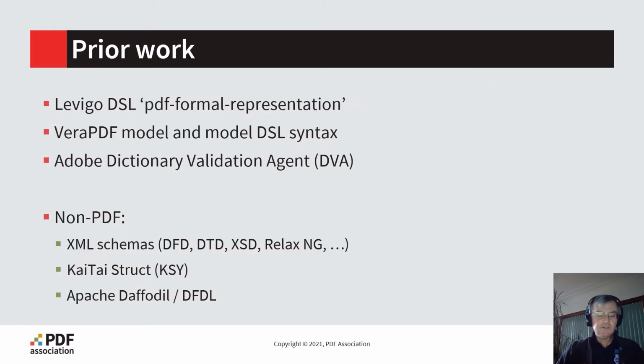Not unsurprisingly, for something as common as PDF, various vendors have implemented machine-readable definitions of PDF for their own purposes. The three known implementations are Livideo, VeraPDF, and the Adobe Dictionary Validation Agent, or DVA. I will look at these in more detail in the next few slides. In addition to these PDF-specific definitions, XML schema alternatives, Kaitai Struct, and Apache Daffodil and DFDL were also considered as a means to express a machine-readable definition for PDF. Each of these has its own merits and disadvantages, with some unable to directly support PDF, but each gave insights into the kinds of data integrity rules that might be important in encoding all the relationships in PDF.